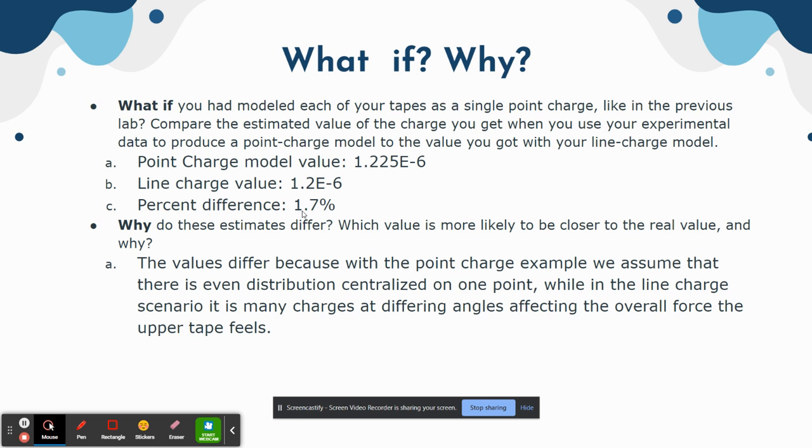Why do these estimates differ? When we assume it's a point charge, it's that charge centralized, working on the point of observation. If it's a line of charges, it's many charges working on that observation point from different angles, which might cause it to be less, and doesn't allow the observation point to feel the full effect of every charge because it's at an angle.